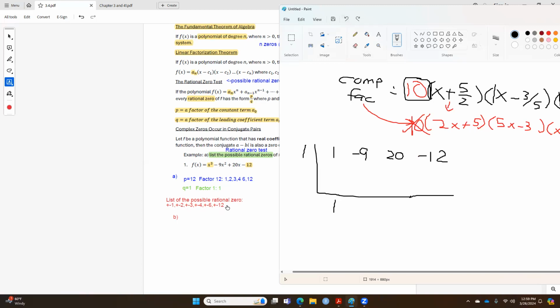We go to the list here. Again, don't start from the back. Start from the 1, 2, 3 first. And if you have fractions, don't start with fractions. Okay, so perform synthetic division. 1 times 1 is 1.